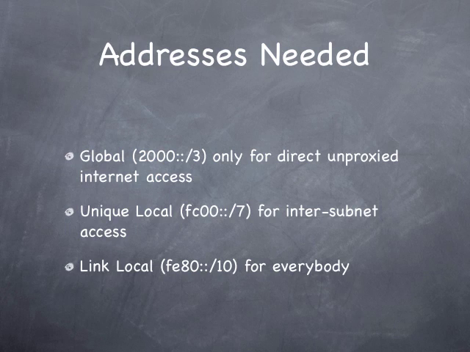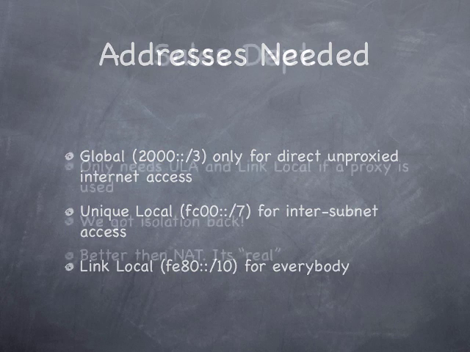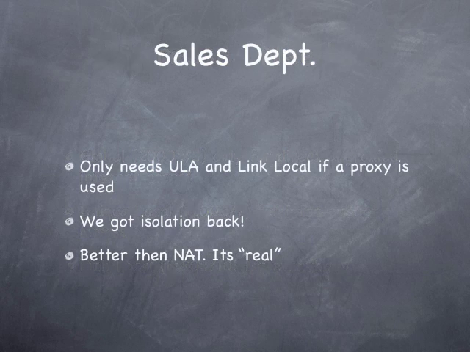Unique local addresses, we need that for all hosts that need to talk across subnets. And then link local, well, we need that for everybody, so we can't do without link local. So the sales department, for example, it doesn't really need a global address. We can just assign it a unique local address. And then we use a proxy in our DMC to actually connect to the internet.